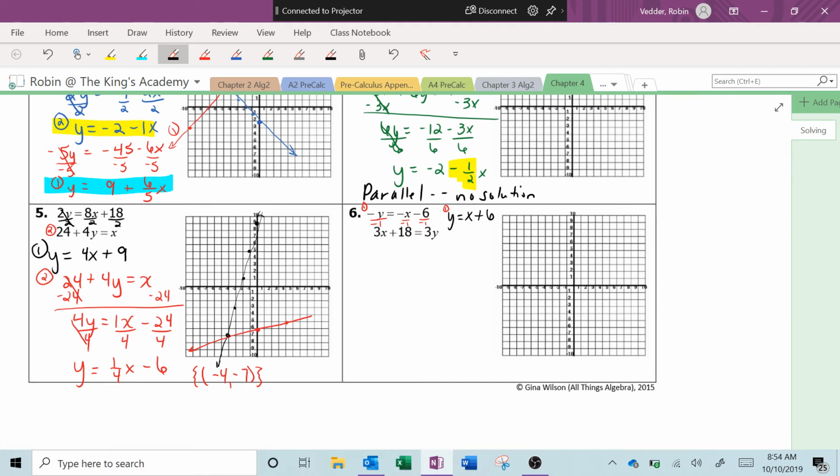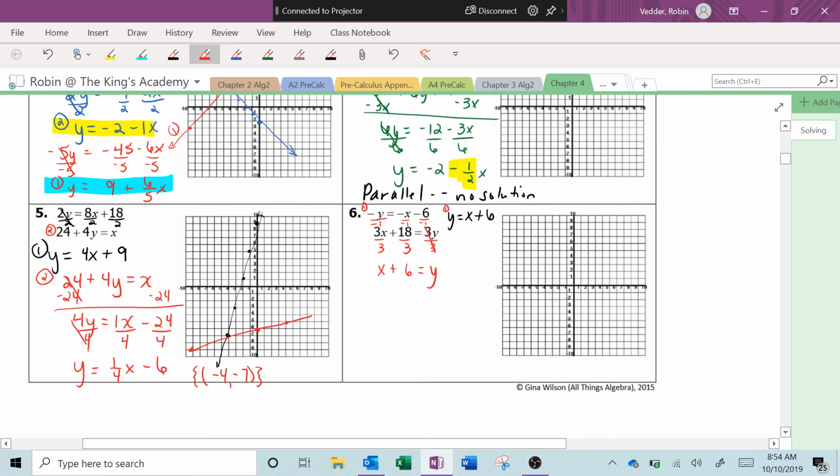For the second equation, how do we get y by itself? Right, divide everything by 3. Now this is another one we're not going to have to graph. 18 divided by 3 is what? 6. 3 divided by 3 is 1. What do you notice about these two equations? The same. And what does that tell us about the solution? Same line, and there's an infinite number of solutions. That's because they're the same line. Every point is a solution.